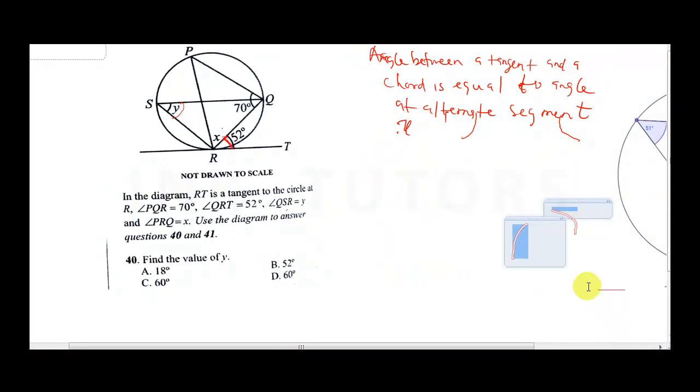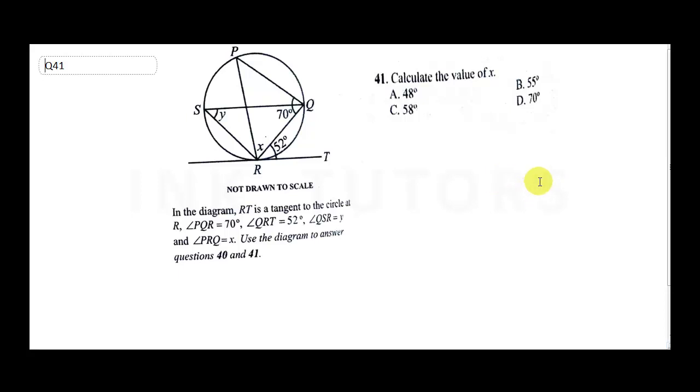So invariably, our angle here that is 52 degrees is equal to Y. Then the angle here is equal to 70. The question says find Y. So automatically our Y is going to be 52 degrees, because of the reason we gave: the angle between the chord and the tangent is equal to the angle at the alternate segment. Then, for question 41, it says calculate the value of X.